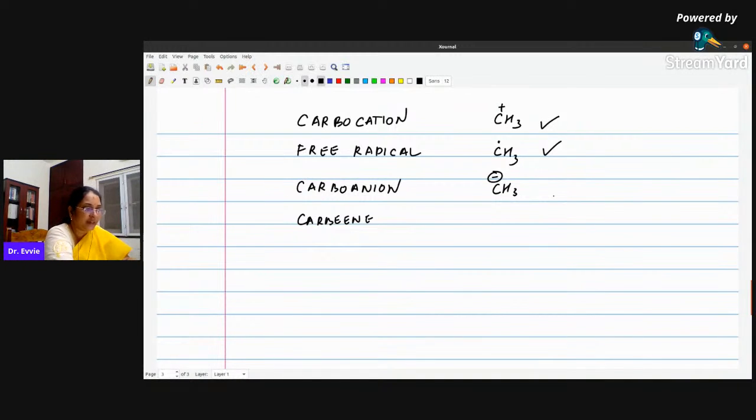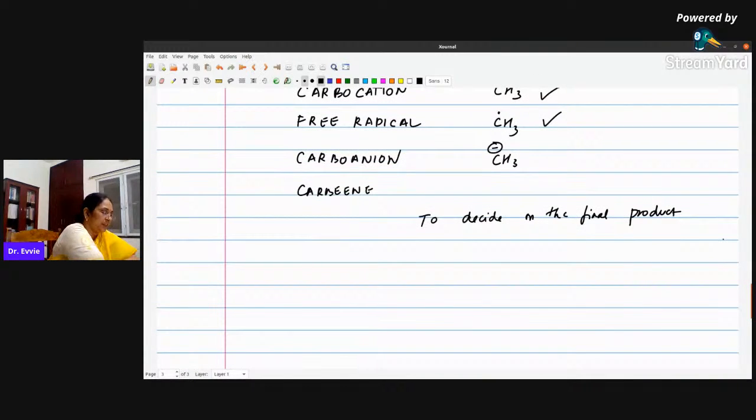And why do we study all this? We study all this to decide on the final product. These species, the cation or the free radical, are very, very short-lived, and immediately they will undergo rearrangement. That's why I'll be telling you about the rearrangement also. Now first let us start with your carbocation.